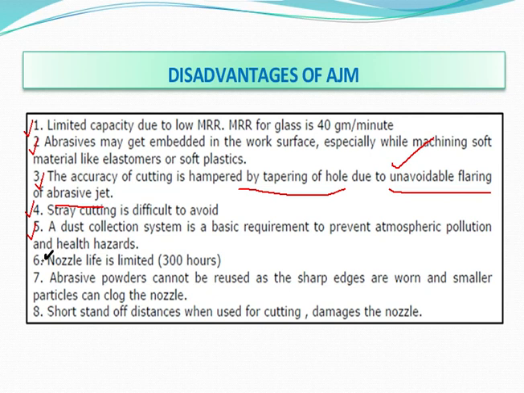Next, nozzle life is also very limited. If you go with tungsten carbide, it is 20 to 30 hours. If you go with sapphire, it is 300 hours. So your nozzle life is also limited. Abrasive powder cannot be reused as the sharp edges are worn and smaller particles can clog the nozzle. So after performing one operation, you cannot reuse that abrasive for your next operation because the sharp edges get destroyed, and it can also clog the nozzle.